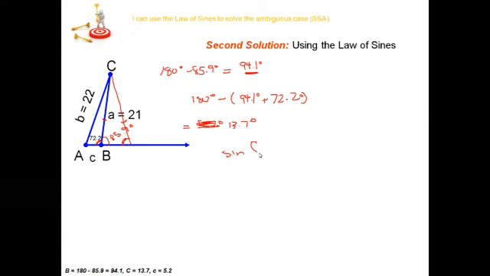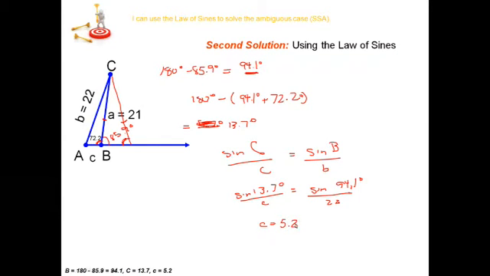So I get sine of C over C equals, I can use either A or B here. I'll just use B since it's handy. So I get sine of 13.7 over side C equals the sine of 94.1 over the length of B, which is 22. So I go ahead and solve that, and I get C equals 5.2. Okay, so now I've solved for C.